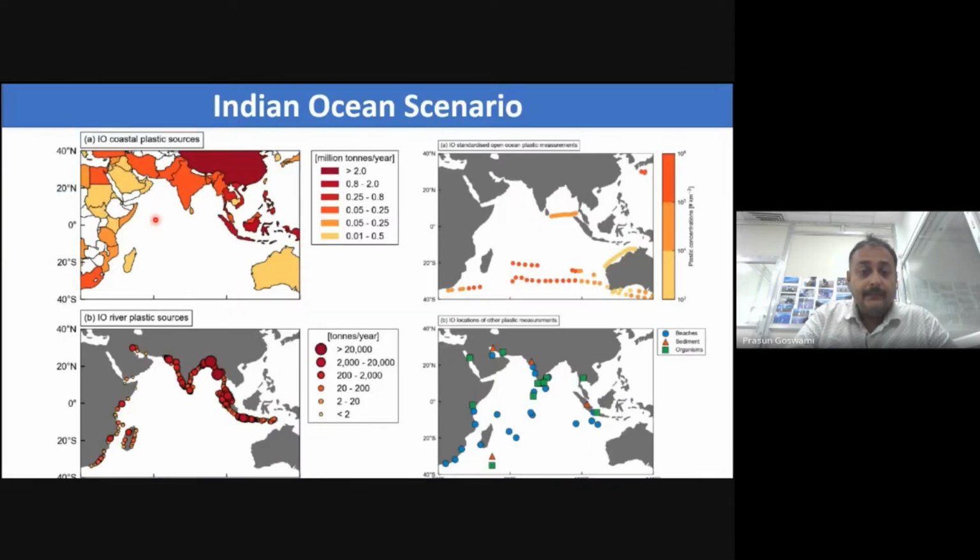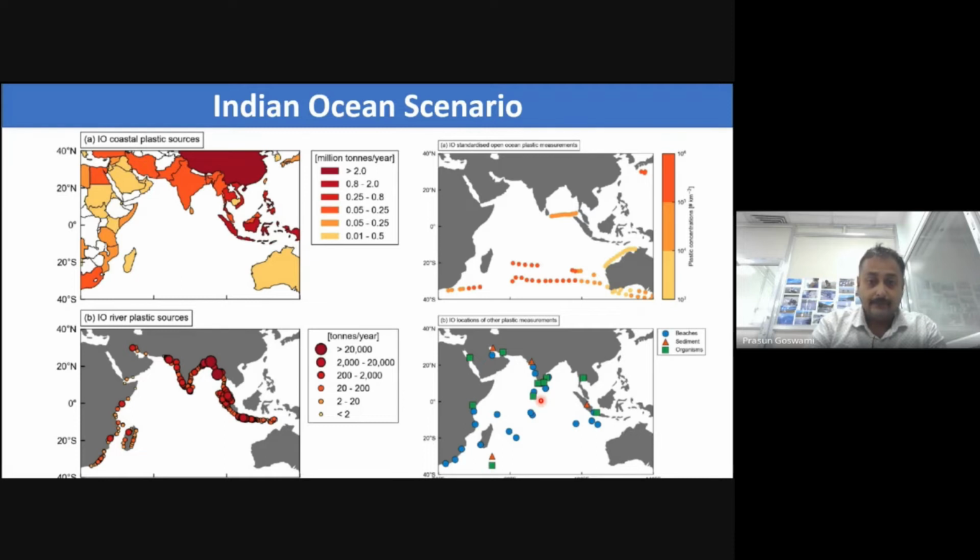Now, if we look into the Indian Ocean scenario, which is the regional research interest of our research group, you can clearly see the Indian subcontinent, and even parts of Africa, contribute high numbers of plastics to the coastal areas. This panel shows the plastic discharged through riverine inflows, which clearly shows a lot of plastics get dumped into the Indian Ocean every year. But if you see this panel, very few observations have been made in the oceanic sector compared to the coastal sector. So there is a lot of data gap in the Indian Ocean.